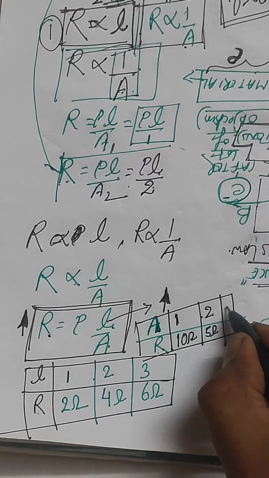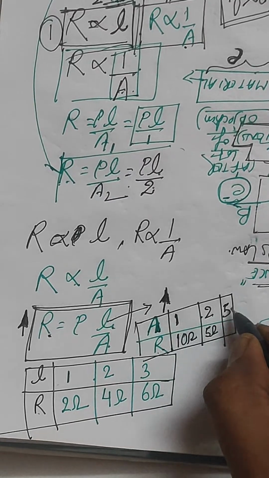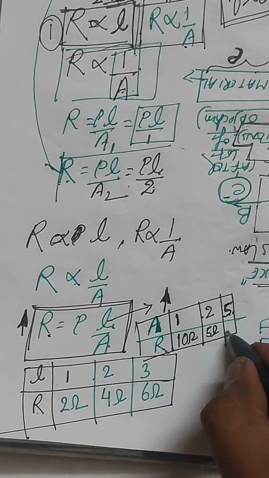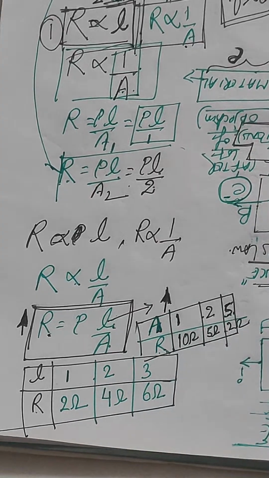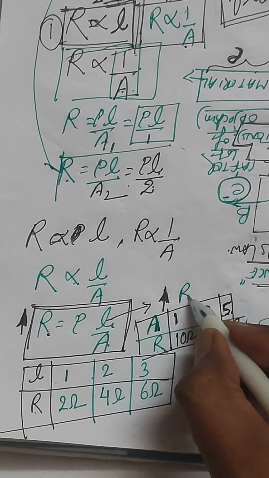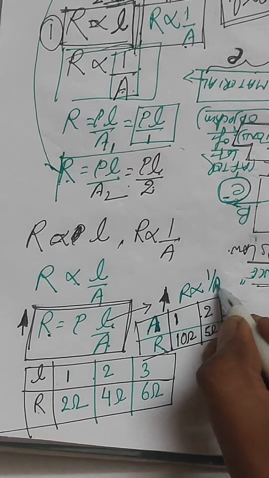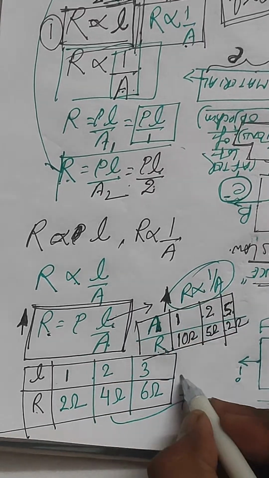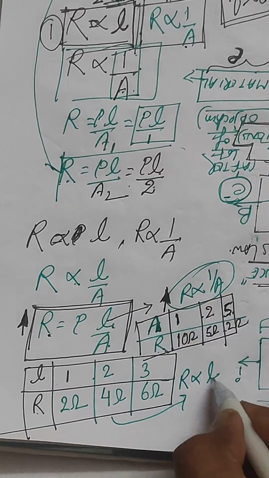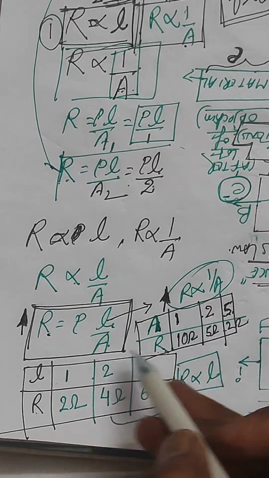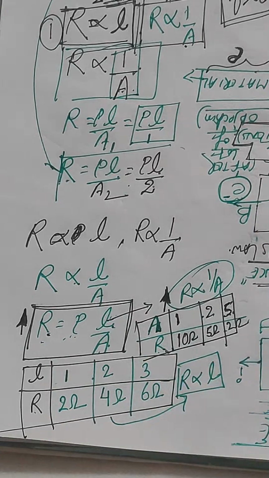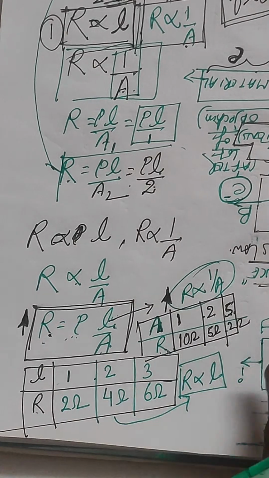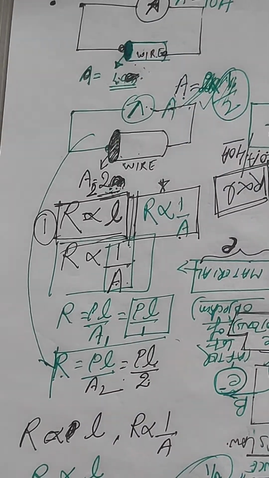When the area of the cross section is, let's say, 5 centimeter square or meter square, then accordingly the resistance will be 2 ohm. So this shows that resistance is inversely proportional to the area, and this table shows that resistance is directly proportional to the length. So that's why we have the formula R equal to rho L by A, right? Now let us solve some questions on it, on R equal to rho L by A.